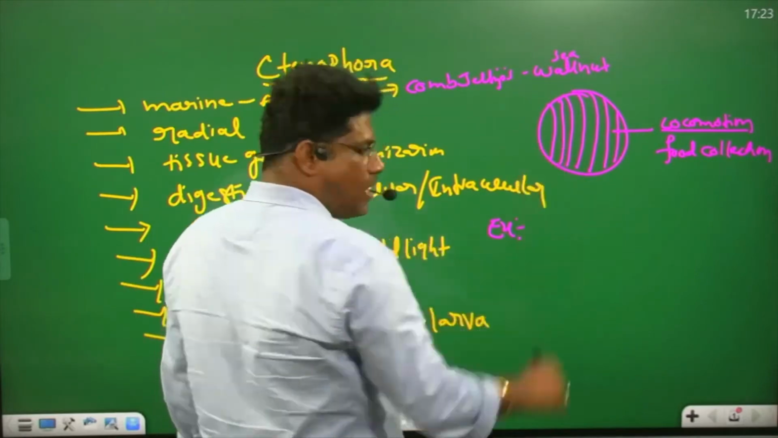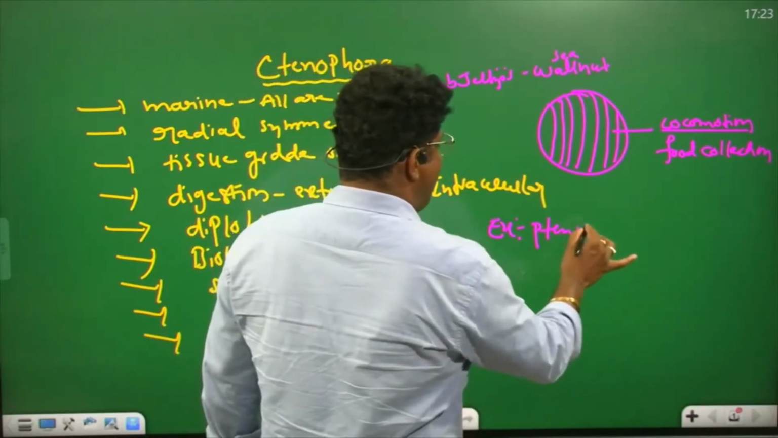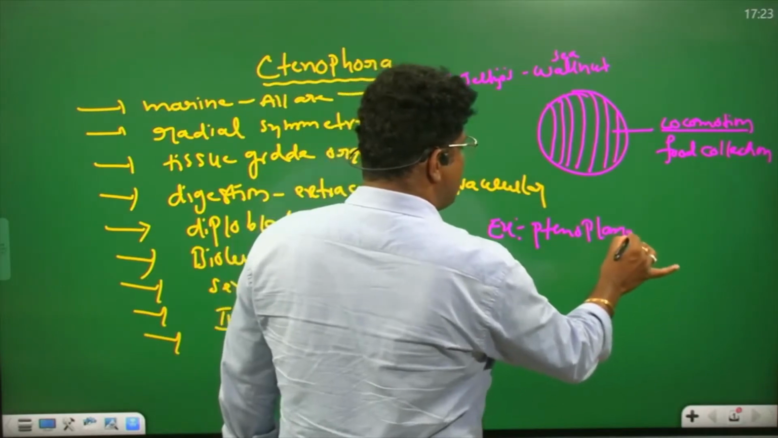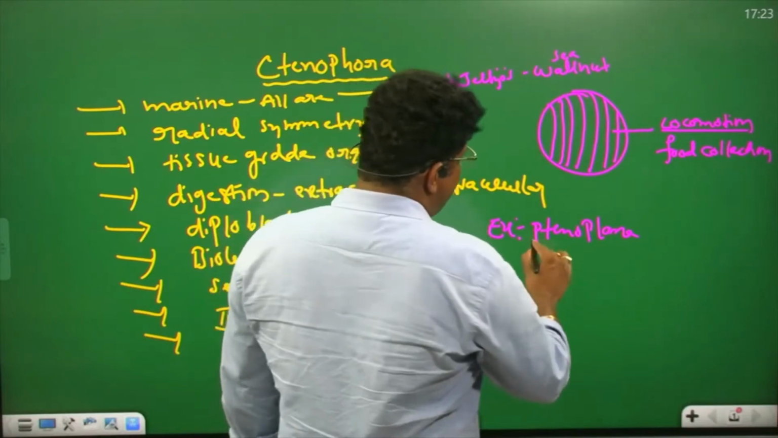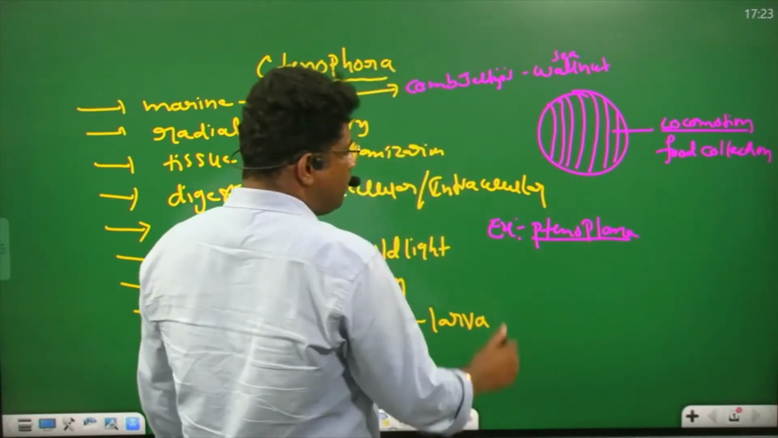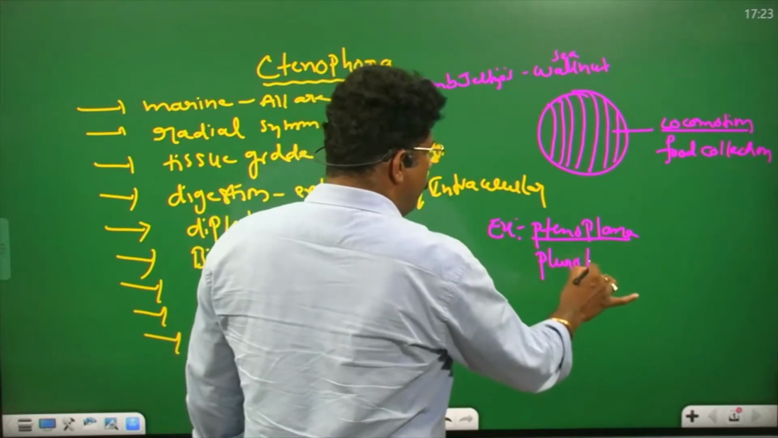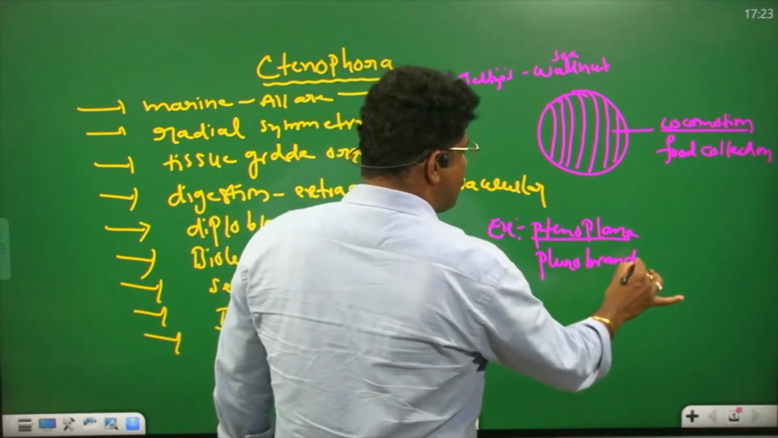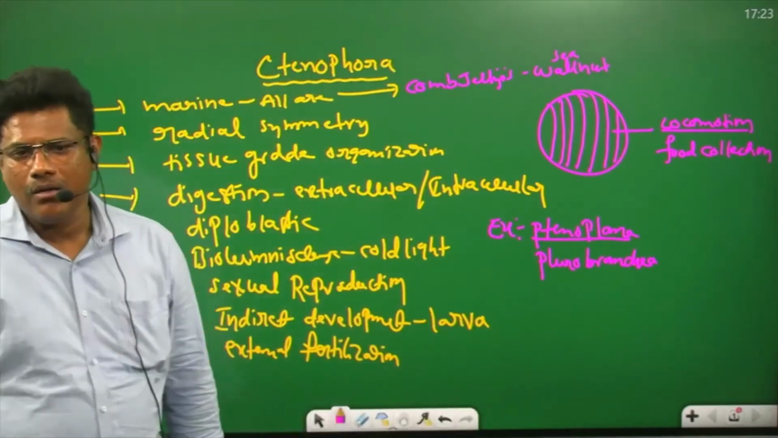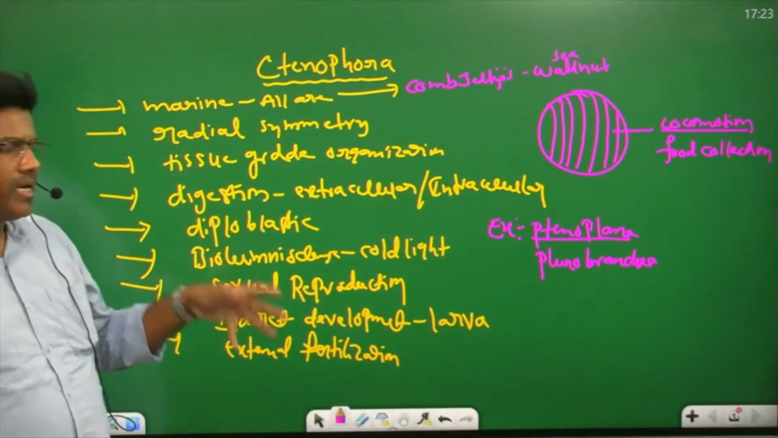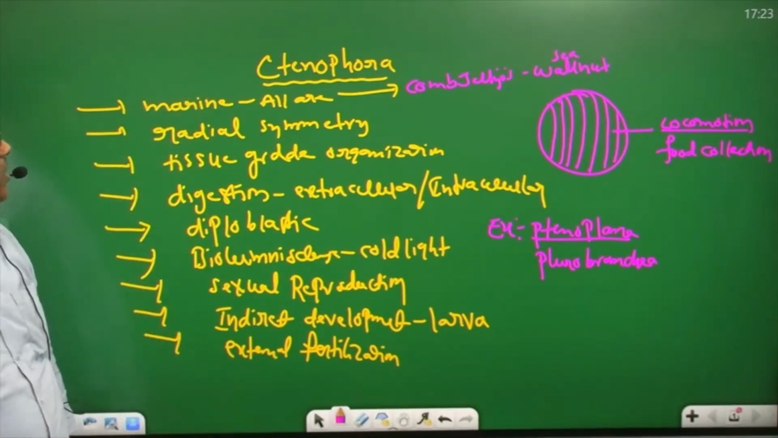For example, Ctenoplana. Ctenoplana is one example. Next, Pleurobrachia. Pleurobrachia is another example. Yes, these are the Ctenophora characters. Any doubt? What is Ctenophora?